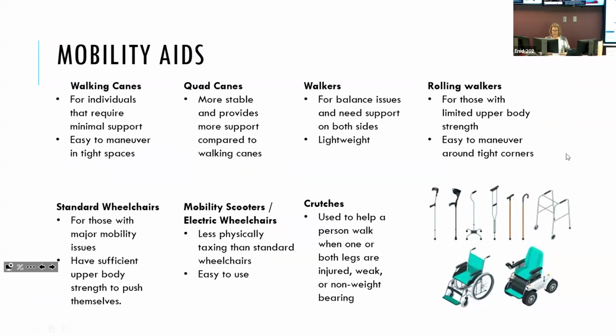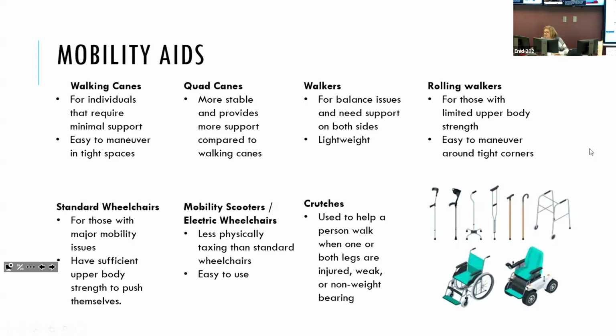And then there's the different kinds of mobility aids that go along with all of the fractures we're talking about. Walking canes are for minimal support and they're easy to maneuver in tight places. The quad canes are more stable and provide more support compared to a regular cane. Walkers are for people that have balance issues or need support on both sides, and they're lightweight. Rolling walkers are used for those with limited upper body strength, and they're easy to maneuver around tight corners. Standard wheelchairs are for those with major mobility issues who have the upper body strength to be able to push themselves.